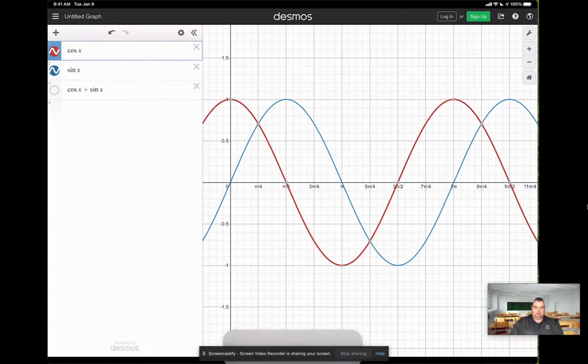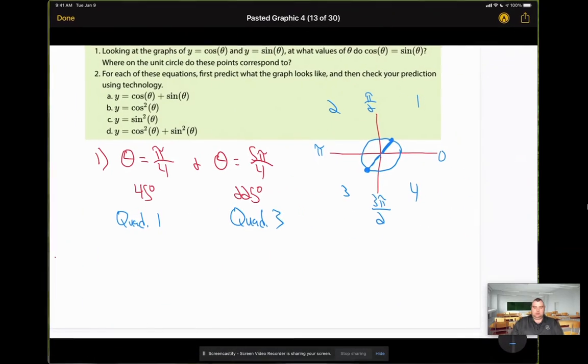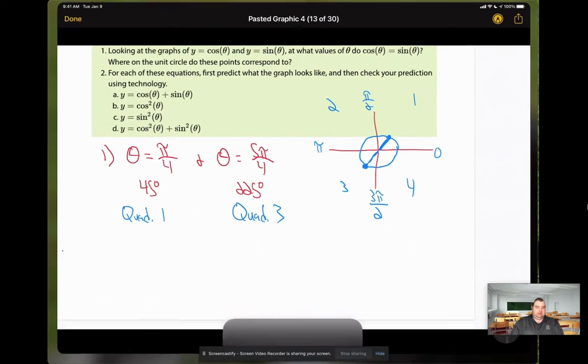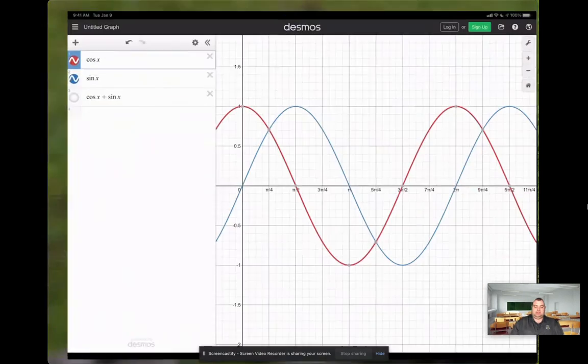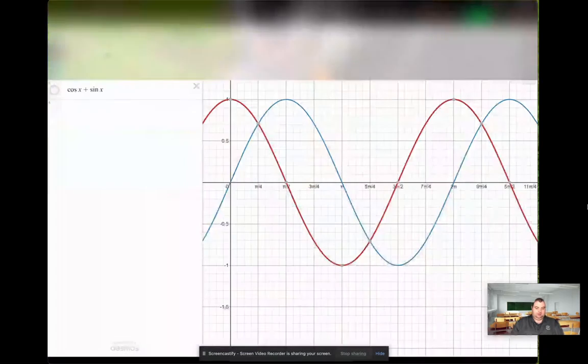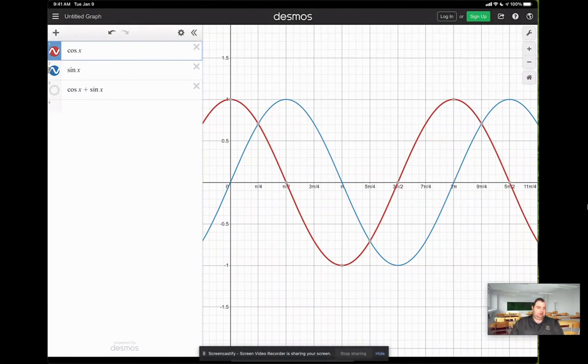The next one is cosine squared theta. That means cosine, whatever the value of cosine is, but square it. So let's take a look at cosine here.